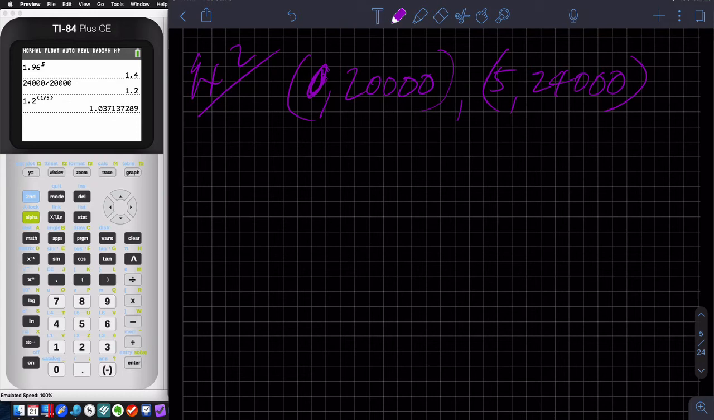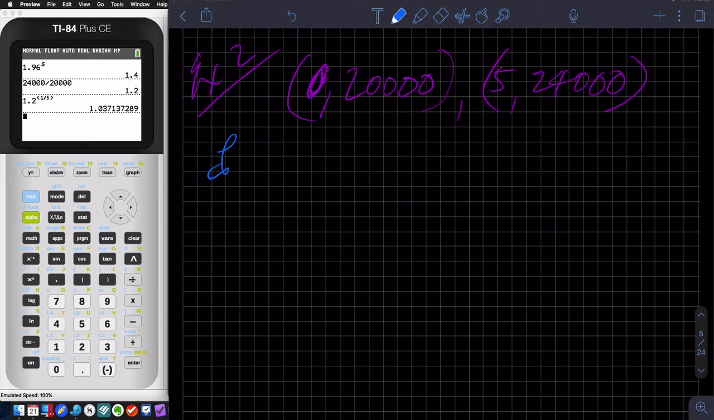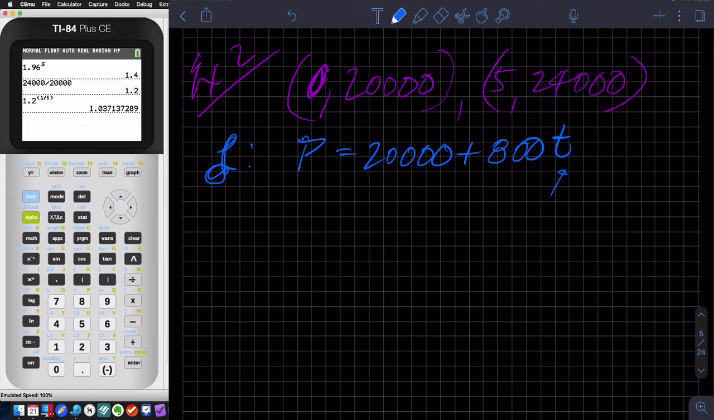So remember our linear model, the linear model was population equals 20,000 plus 800 T. So what did our linear model predict for years 10, 15, 20, and 25? We can do this manually, so you could substitute 10, 15, 20, and 25 in there, but I'd rather do it the following way with the calculator, but it's up to you.